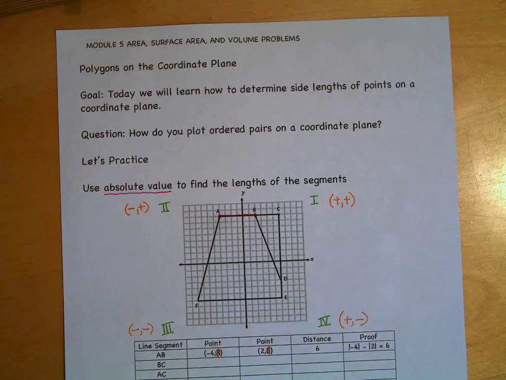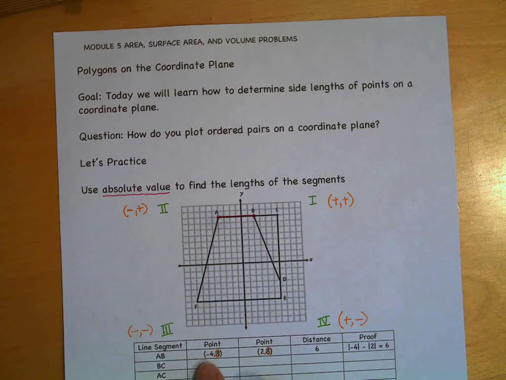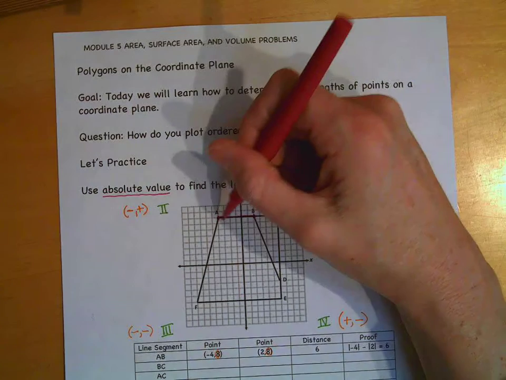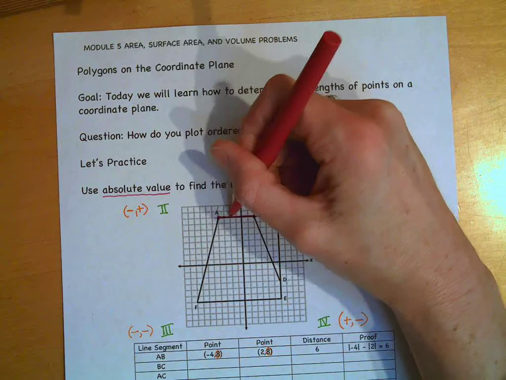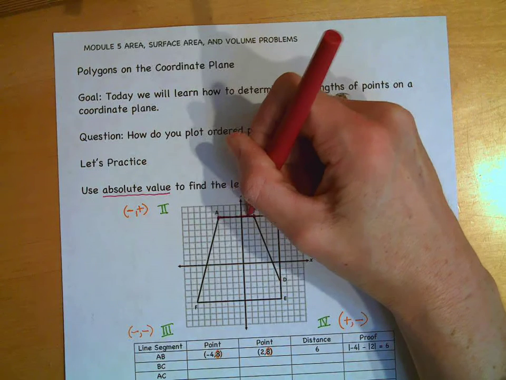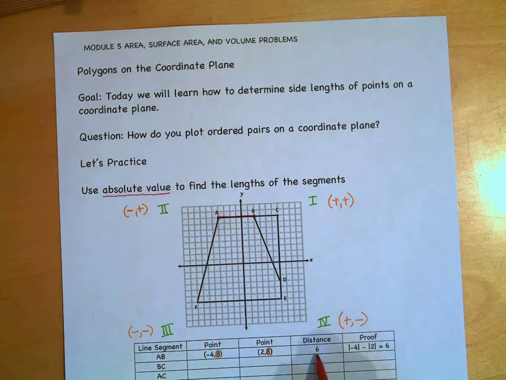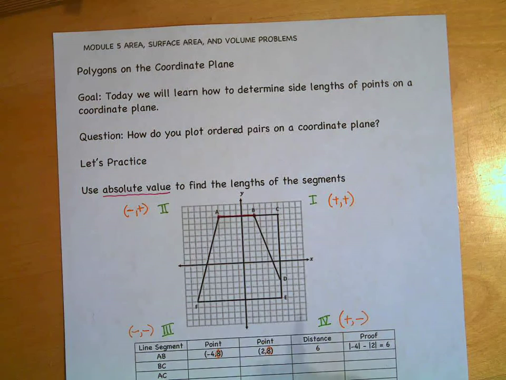So since they share a coordinate of 8, all we have to do is start on one side or the other and count to the other side. So if we do that, let's start at A, and we're going 1, 2, 3, 4, 5, 6. So we know the distance is 6.